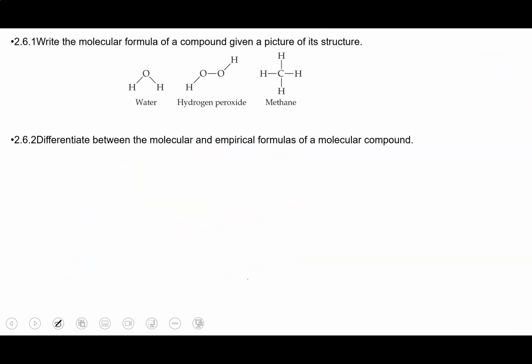All right. Given a picture of a structure, so think like methane, you should be able to write a compound formula. So for this one, we would write CH4. For this one, we would write H2O2 or O2H2, doesn't matter. For water, we would write H2O. So basically taking the individual atoms and writing out an actual compound structure.